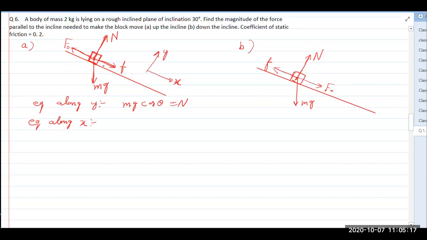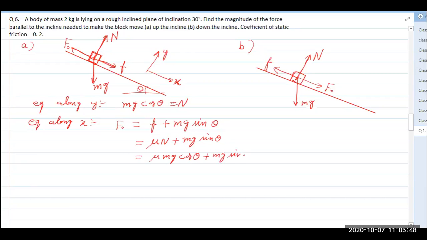Since it has to go up, the upward force must overcome the downward forces. The downward forces are friction and mg sin theta, where the angle is theta. So F0 upward must balance the friction force downward plus mg sin theta. Friction force is mu times normal, and mu times normal is mu mg cos theta, so F0 equals mu mg cos theta plus mg sin theta. This is the value of the external applied force.